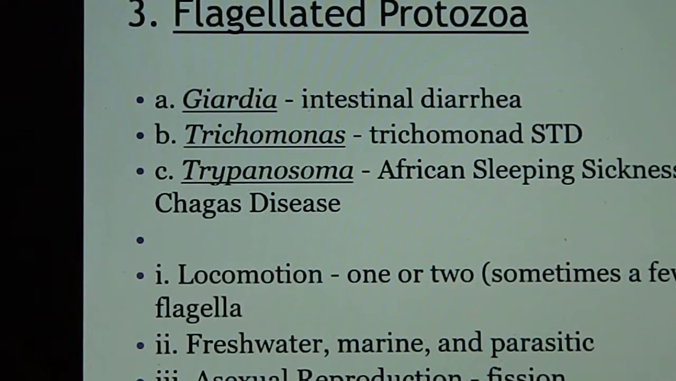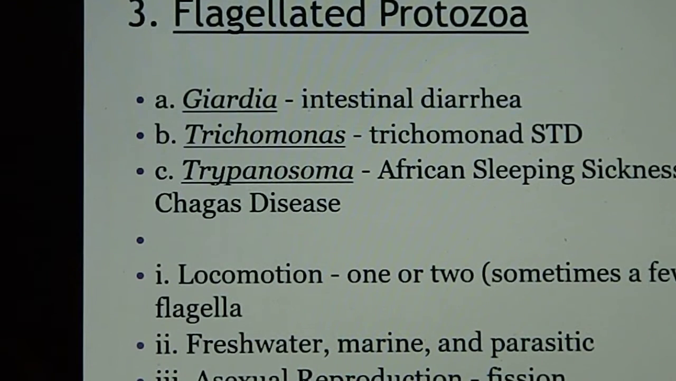Trichomonas is a type of flagellated protozoa that can actually cause a sexually transmitted disease. The last one is Trypanosoma, which is a really cool parasite. It is the causative agent of African sleeping sickness and Chagas disease.